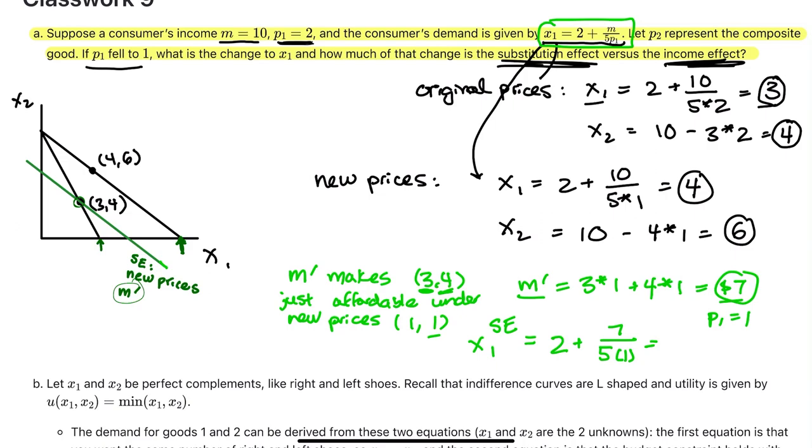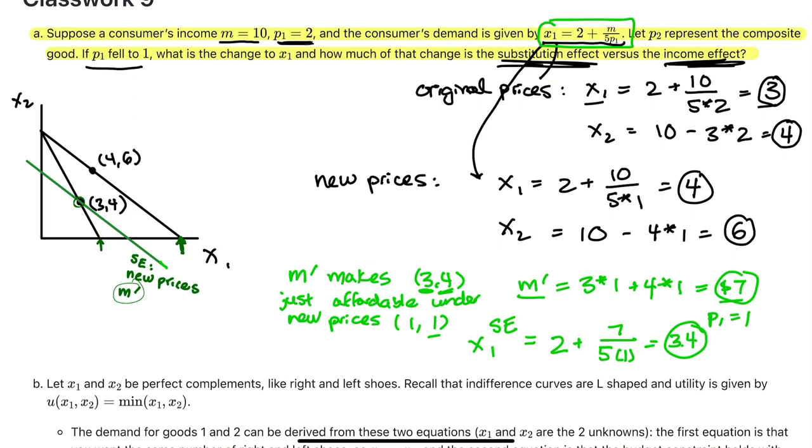Bringing it up on my phone. Okay. 7/5 is 1.4 plus 2 makes it 3.4. So our demand for good 1 becomes 3.4 under substitution effect.